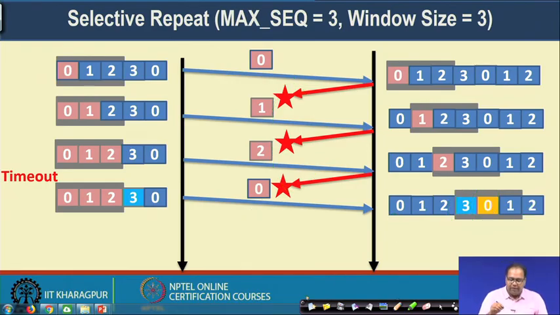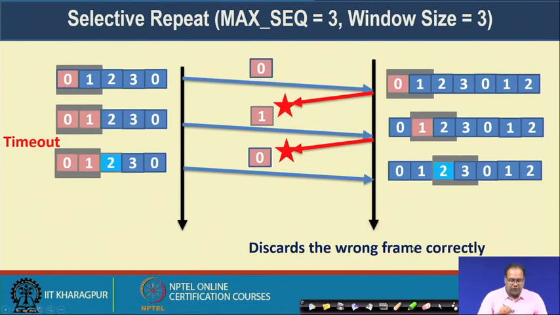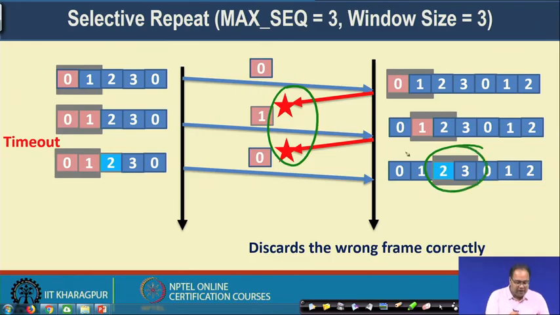So, there would be a confusion here. Let us see how, by utilizing window size as 3 plus 1 by 2 equal to 2, we can solve the problem. So, here we keep the window size as 2. If I am keeping window size as 2, then the sender sends 0 and 1 and waits for the acknowledgement. Similarly, all the acknowledgements get lost. So, it has sent frames 0 and 1, and so the receiver is expecting frames 2 and 3, but if there is a timeout here, the sender retransmits frame 0. When the sender is retransmitting frame 0, the receiver can correctly find out that it is expecting frames 2 and 3, not frames 0 and 1. So, it can discard the frame correctly.